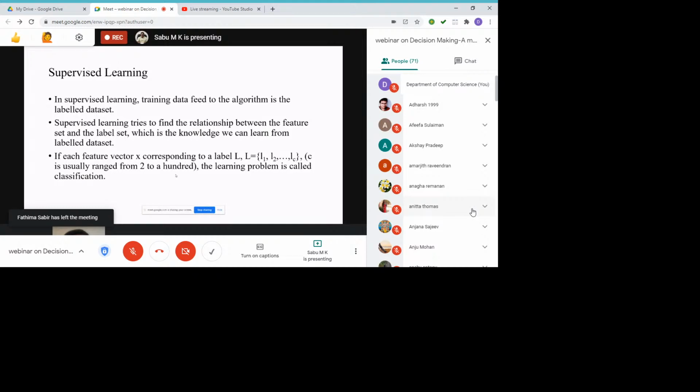And here we have a data set. This is the training set. And this training set contains the characteristics of various emails along with the corresponding label.